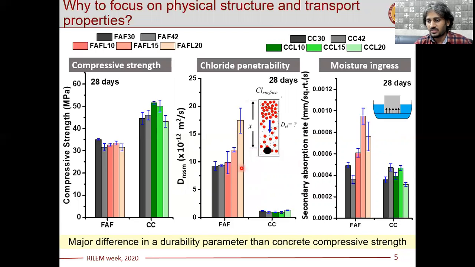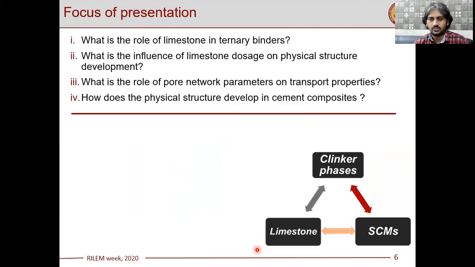In this context, it's necessary to streamline information and find ways to explain the differences brought out in these transport areas by using a generic physical structure parameter in terms of porosity, pore structure, pore sizes, or pore connectivity. So it's necessary to acknowledge that there is a major difference in the durability parameters, rather than concrete compressive strength, when we look at ternary binders.